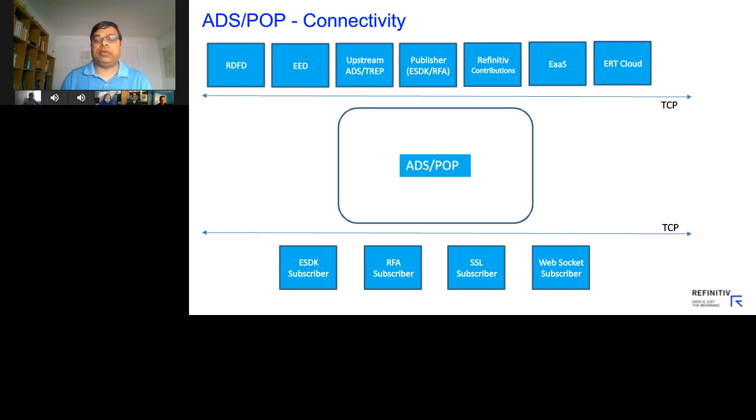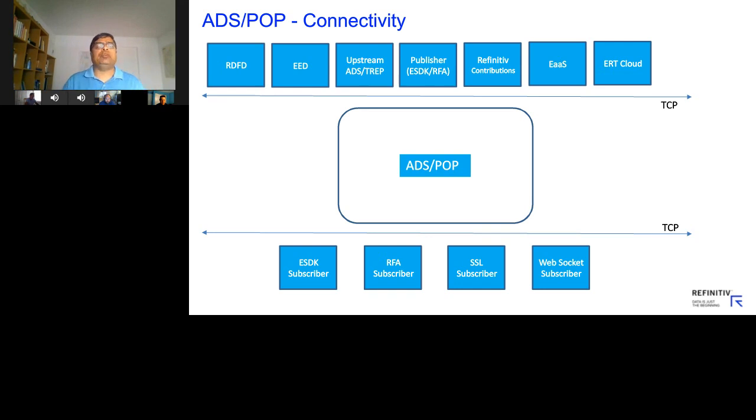And at the bottom, we have all types of subscribers: the SSL subscriber, the RFA, the ESDK subscriber, and the WebSocket subscriber. One other thing to add here is the technology in the Electron Edge device, the RDFD, the EAS connection point, or the ERT cloud. That's all basically an ADS-POP itself. So this is well integrated in the ecosystem, well used over the years, and well proven.